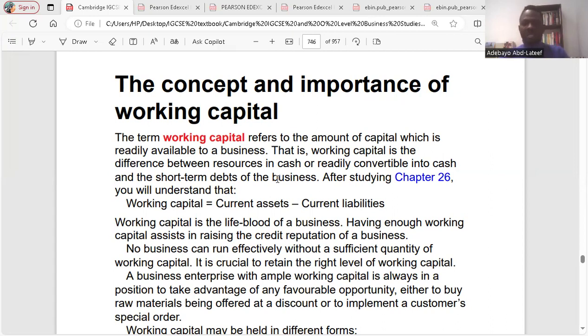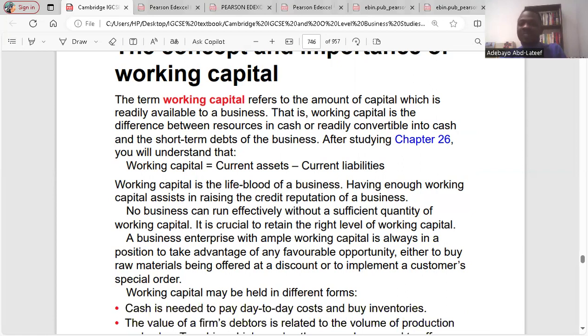So working capital is the difference between resources in cash or readily convertible into cash and the short-term debts of the business. The formula for working capital is current assets minus current liabilities, because current assets are those things that can be easily turned to cash. The current liabilities are those debts that you have to pay within a short period of time, and you have to pay them with the current assets. That's working capital. I think the point is clear. So the working capital is always the lifeblood of a business.